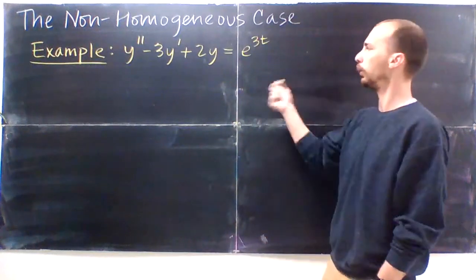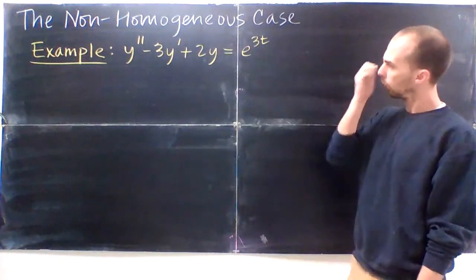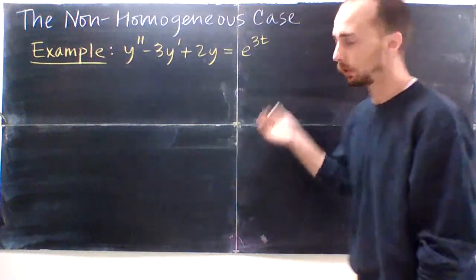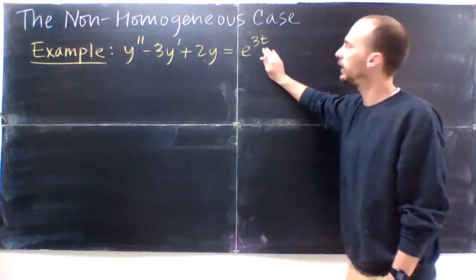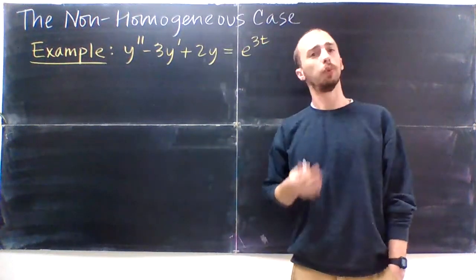We would set up the polynomial, factor it, and get ourselves probably y equals C1 e to the t plus C2 e to the 2t. Okay, they're very easy to solve, but I've got this e to the 3t here. It's like, what am I gonna do? Okay, so I got good news for you. It's really not that bad.